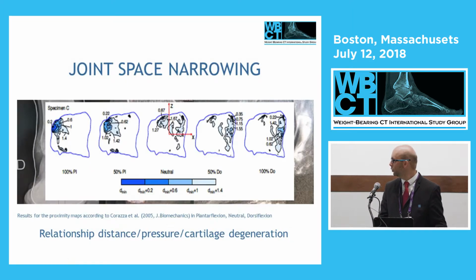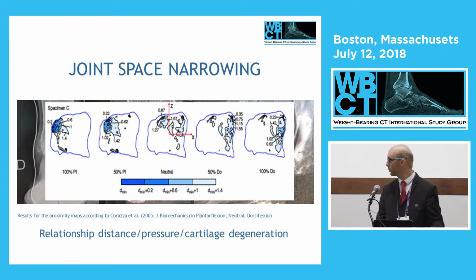So this is joint space narrowing. This is what we were talking about. There was a publication in 2005 by Corazza et al. who did a cadaveric study and demonstrated partly that there is a correlation between distance maps and pressure inside the ankle joint. So this is why distance maps is a great tool, because it gives us an indirect view on the pressures that are acting inside the joints.